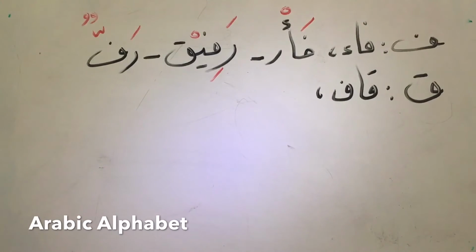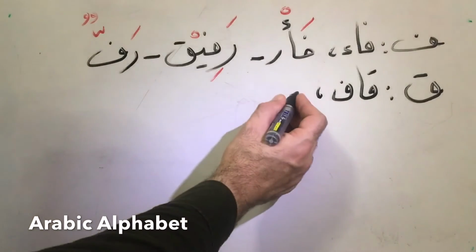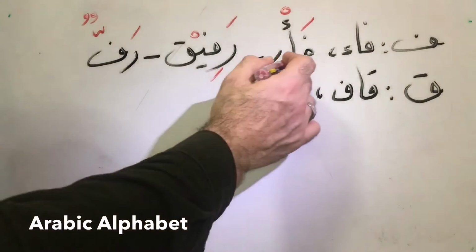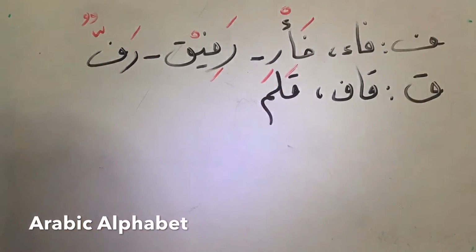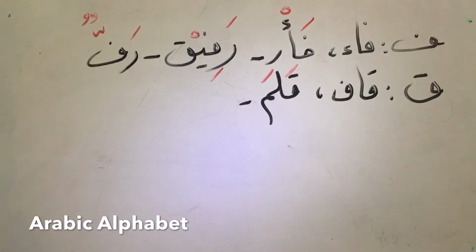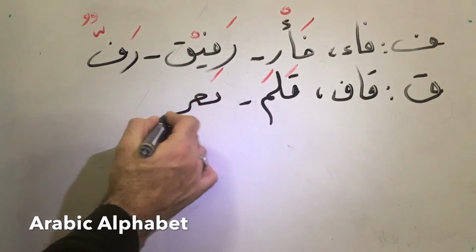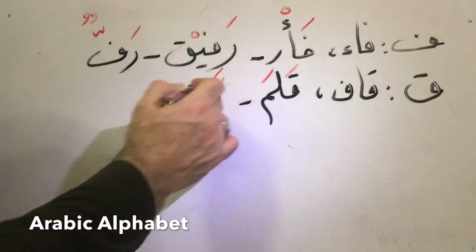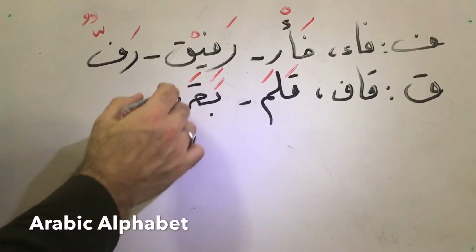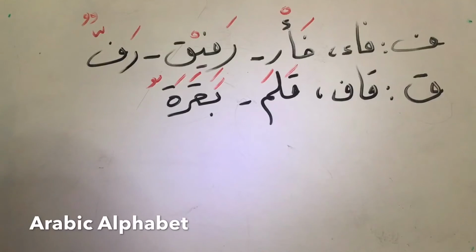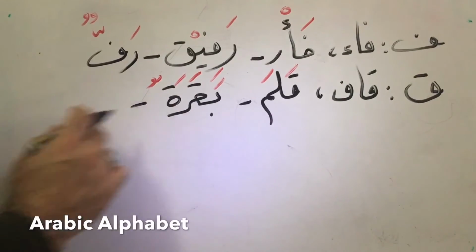An example of Qaf at the beginning of the word is like Qalam. Qa Fatha, Lam Fatha. Qalam means pen. In the middle, Baqara. Ba Fatha, Qaf Fatha, Ra Fatha. Baqaratun, for example, means cow.